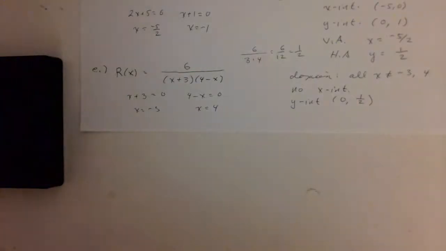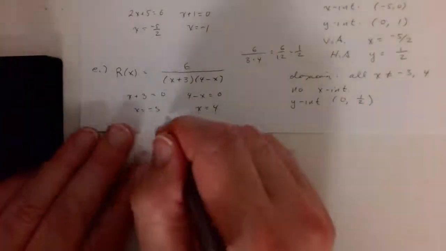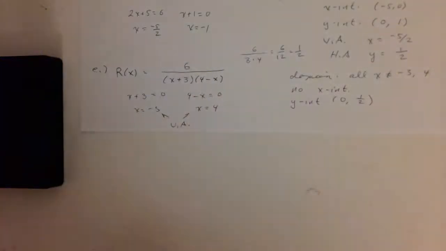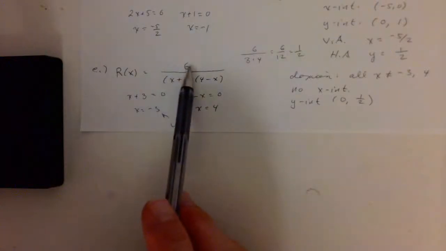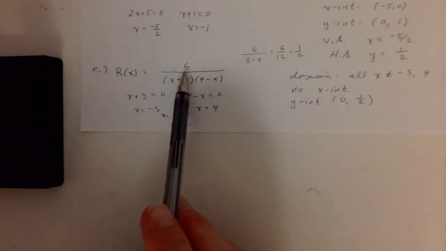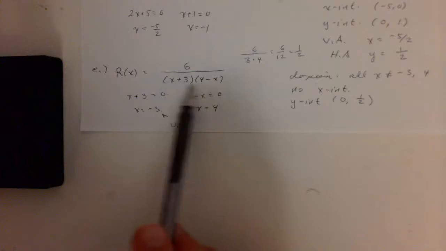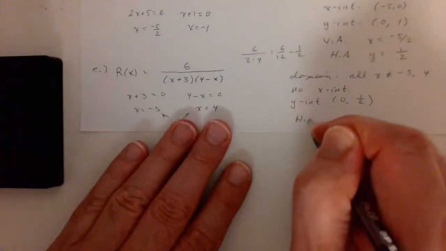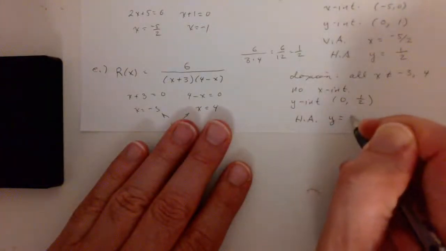The vertical asymptotes will be right here. That's where the denominator is 0. And because the degree of the top is 0, because we have a constant here, and the degree of the bottom is 2, the degree of the bottom is bigger. So the horizontal asymptote has to be y equals 0.